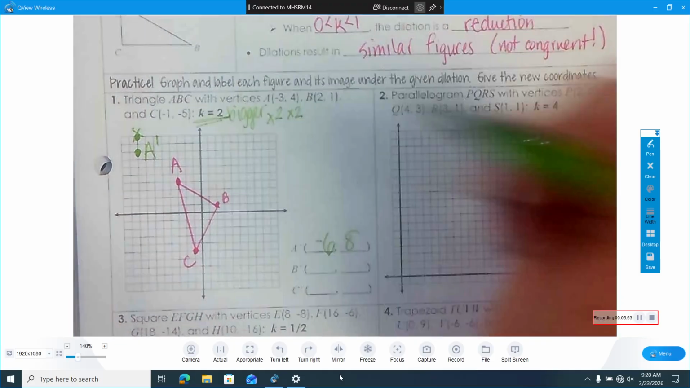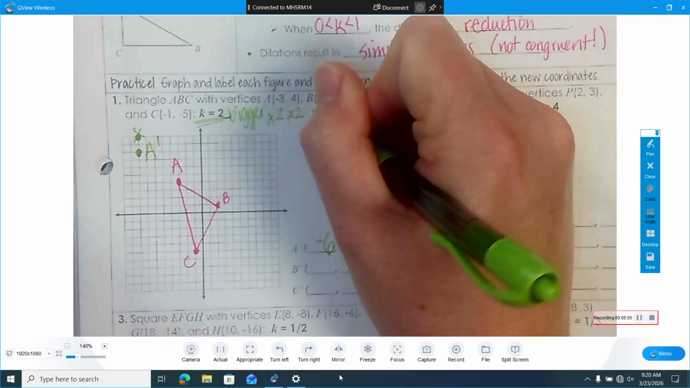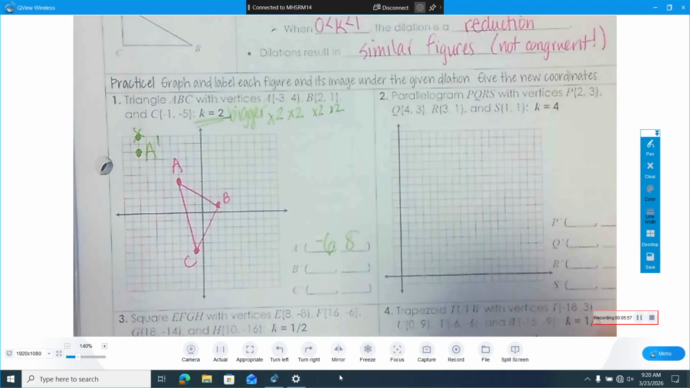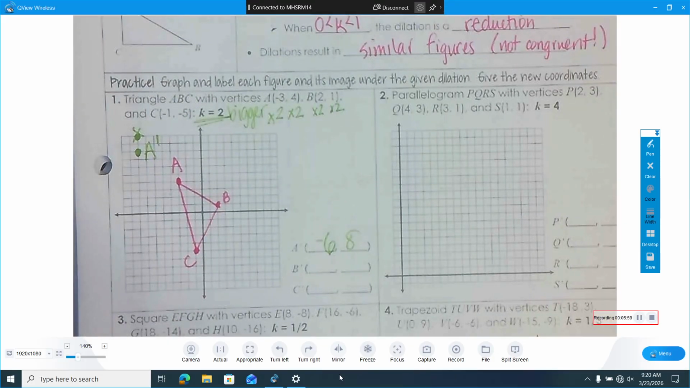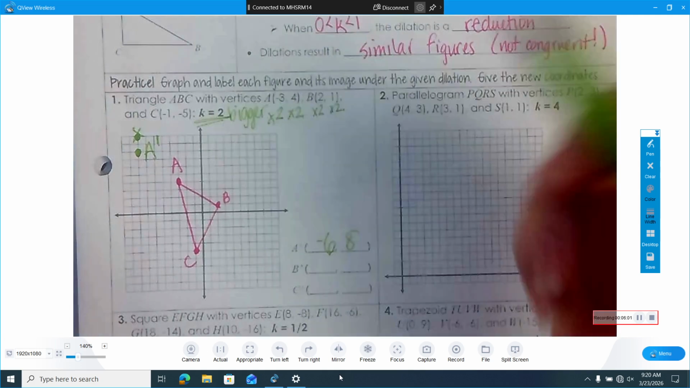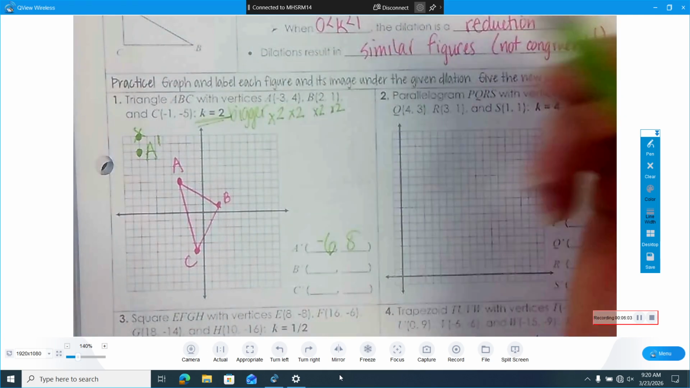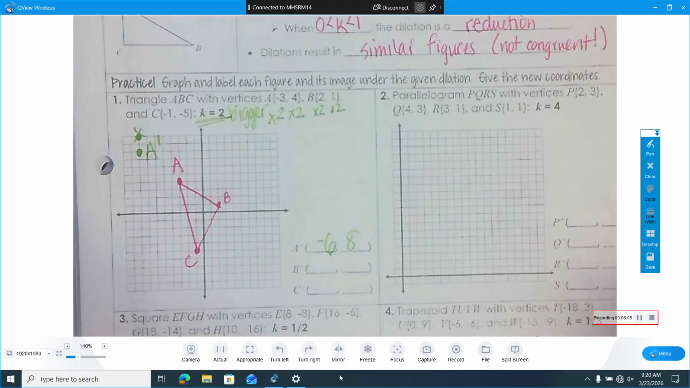All right, so all we're doing is multiplying by 2. Whatever your K is, we just multiply it. So point B was at (2, 1). And if you multiply the x by 2, what do you get?